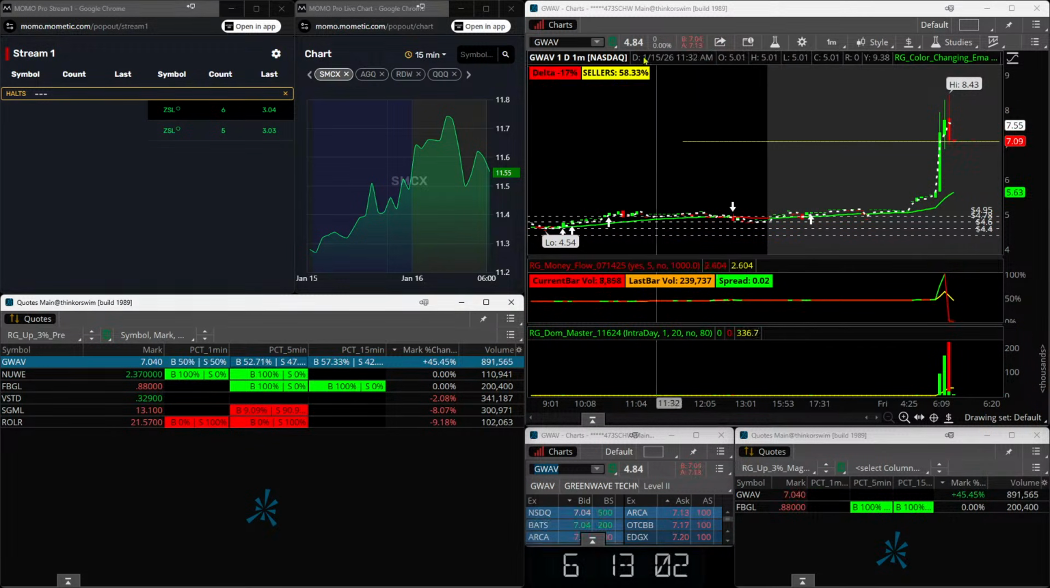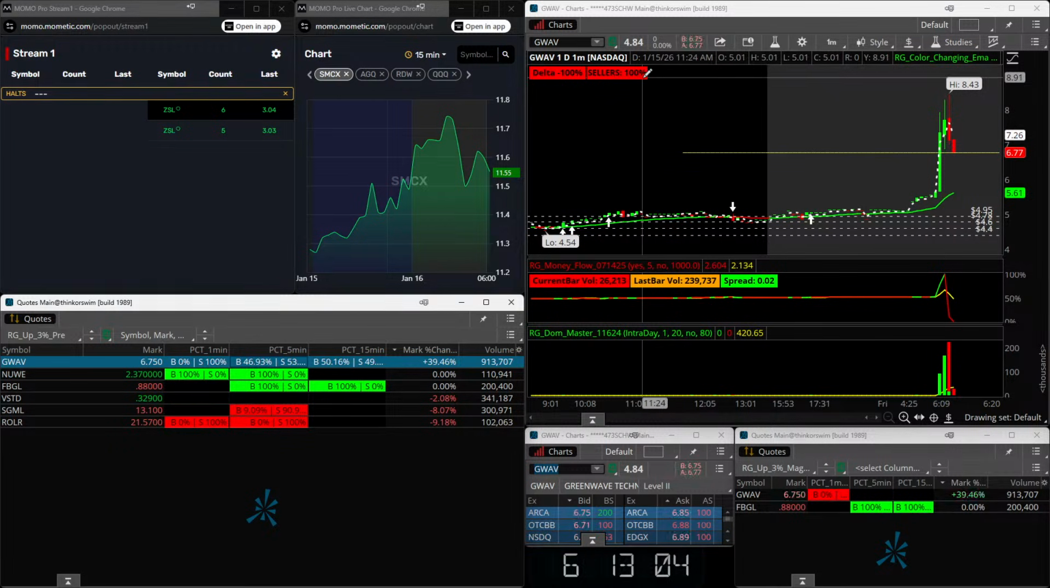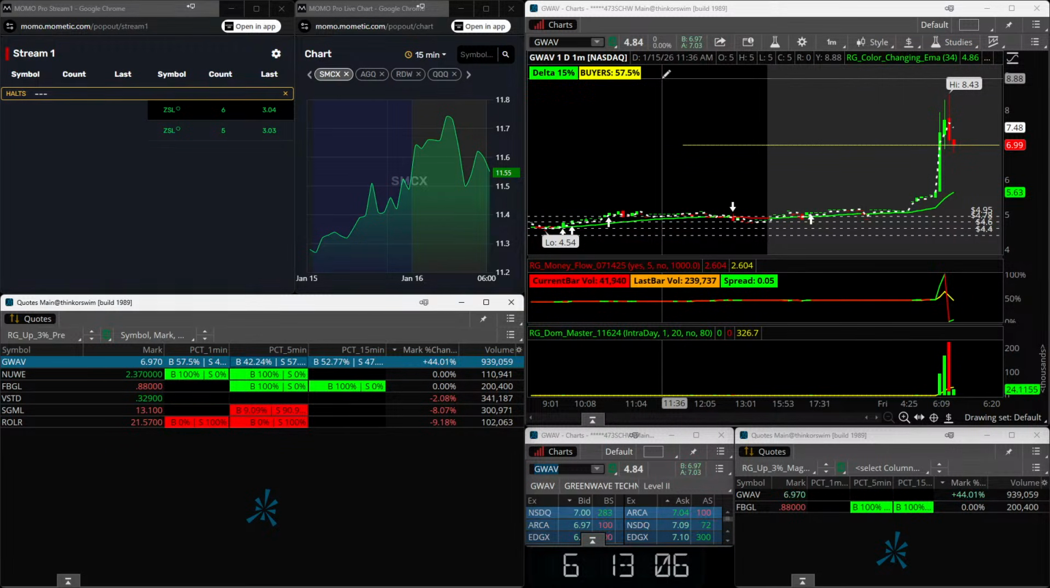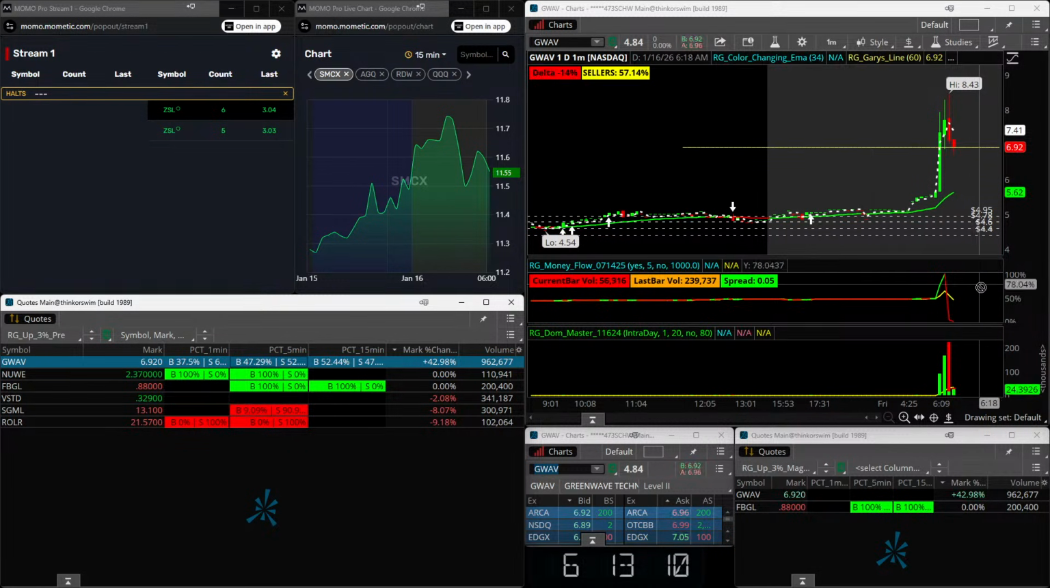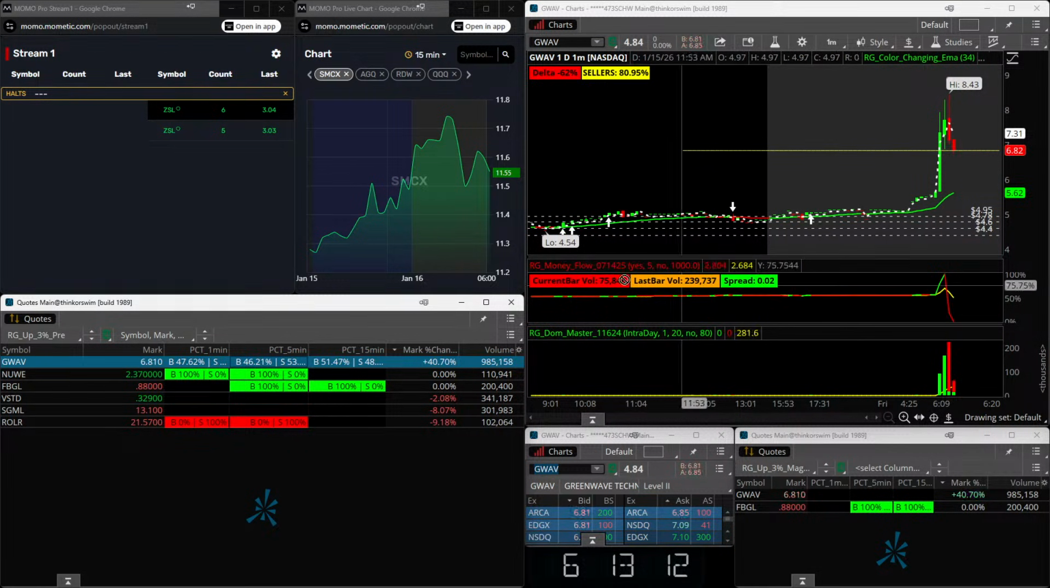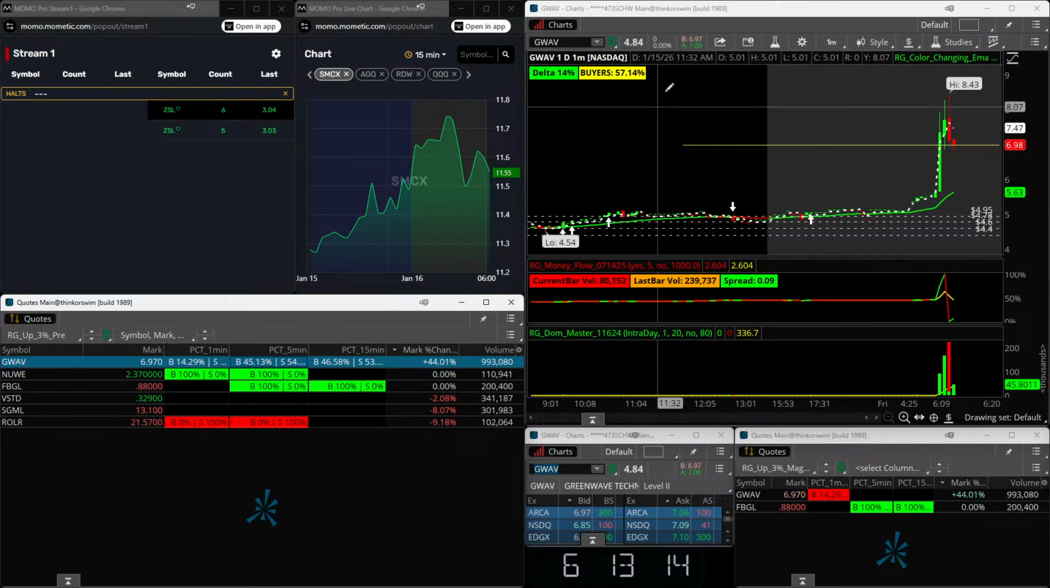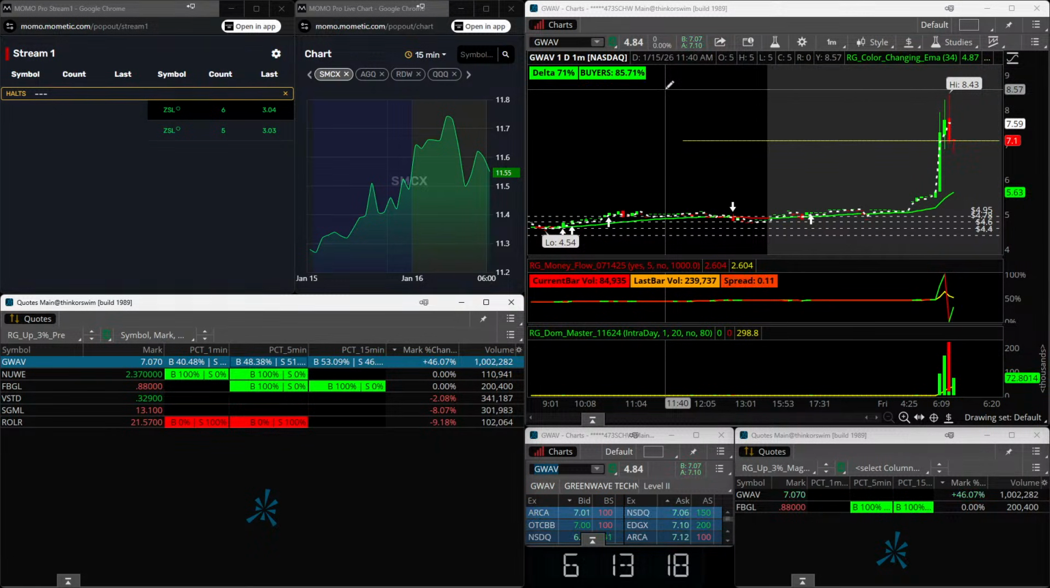You'll be able to see the moment the buyers step right back in to push it up if they're going to do that. Everything will flip around and start running north and turn green. Buyers are looking at it. A few people are buying.